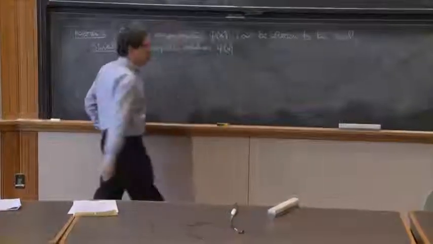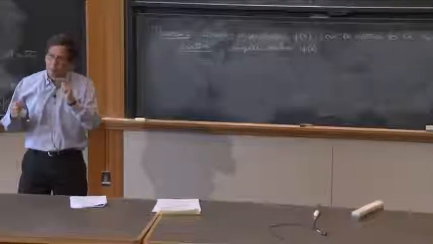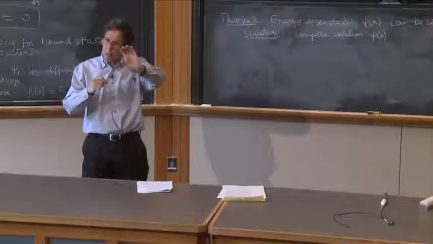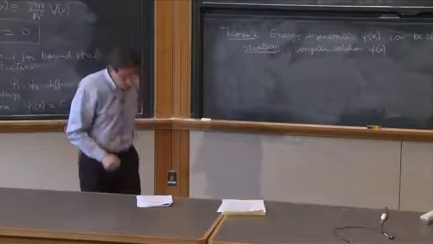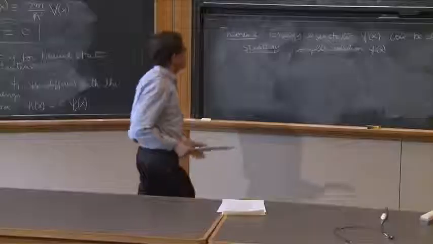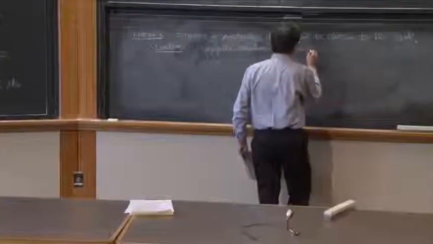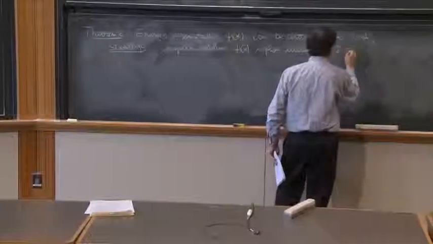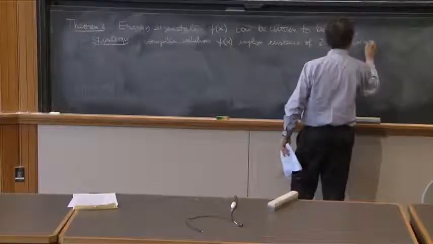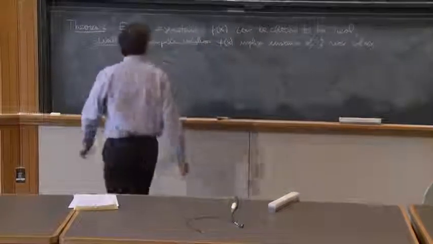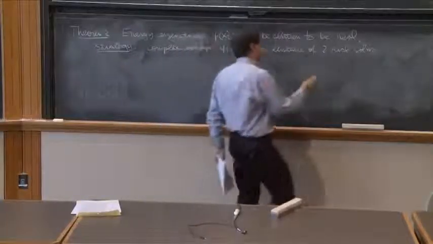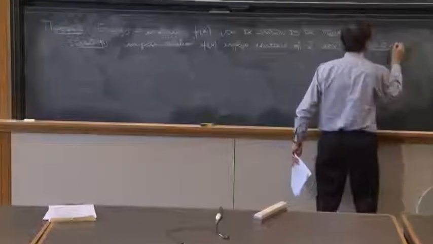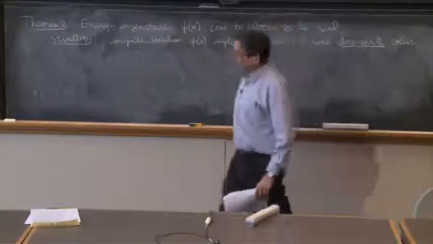psi of x, and then you go about to prove that actually this complex solution implies the existence of two real solutions. So complex solution implies existence of two real solutions. And moreover, I should say it better here, degenerate solutions. How could you prove that?